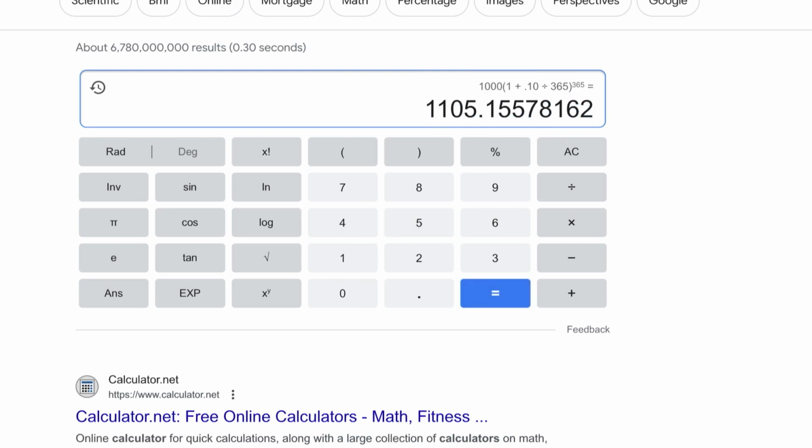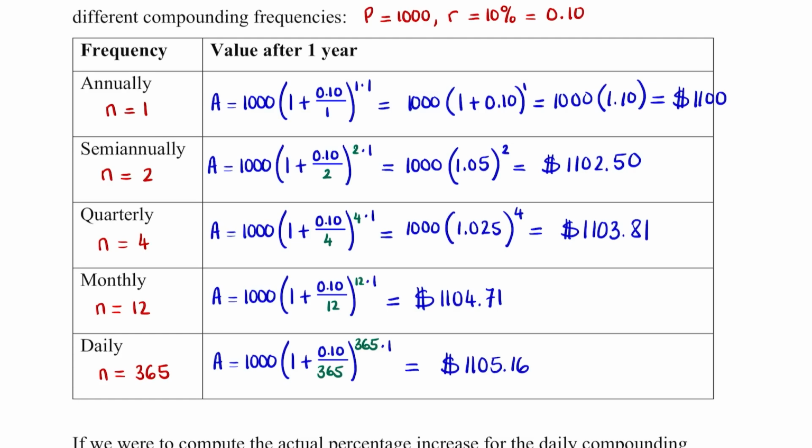I get 1105.155786162. And if I round it to 2 decimal places, I have 1105.16. So when I compound annually, my interest is $100. When I compound semi-annually, my interest is 102.50.